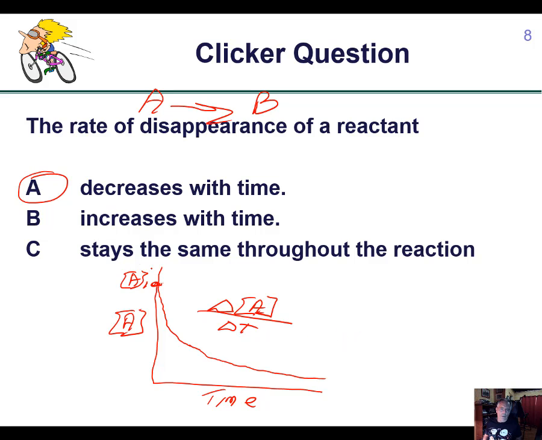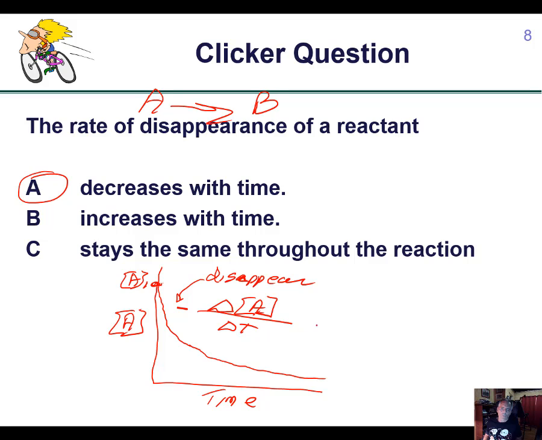All right, and remember, this is a reactant. And so initially, we would have a negative sign out here. What is the negative sign? It simply means that reactants disappear as the reaction moves forward.